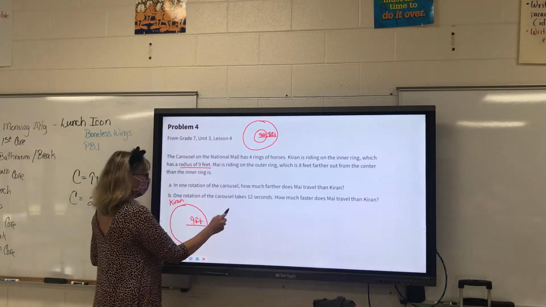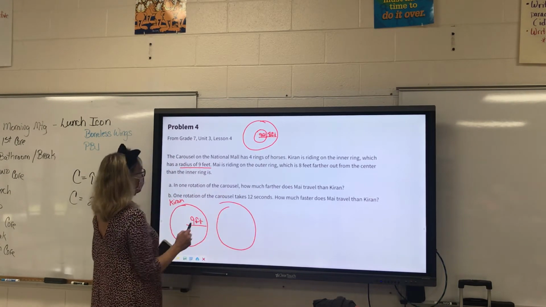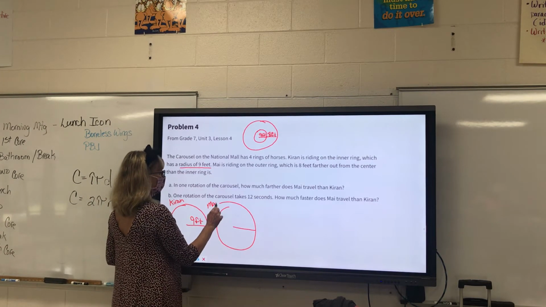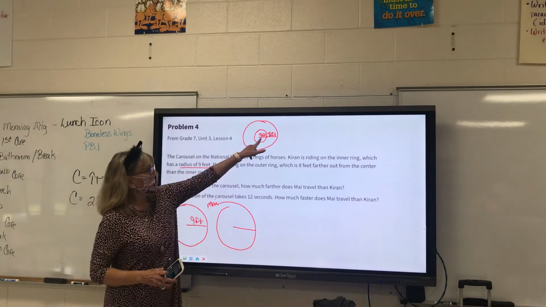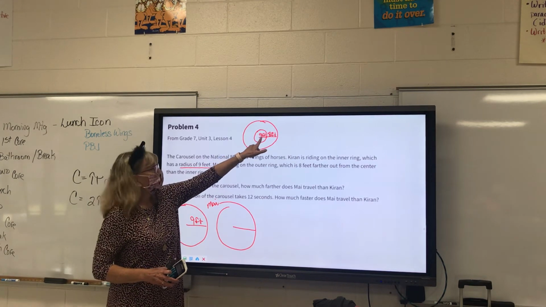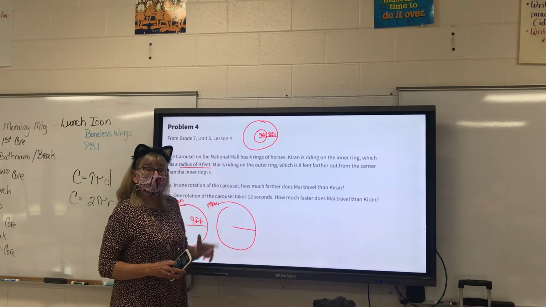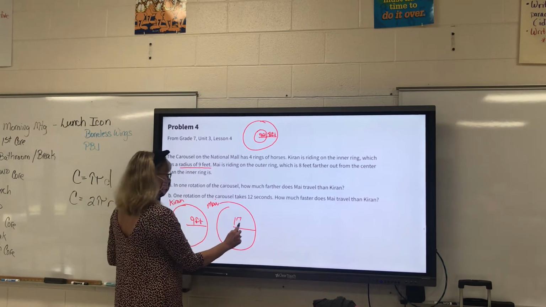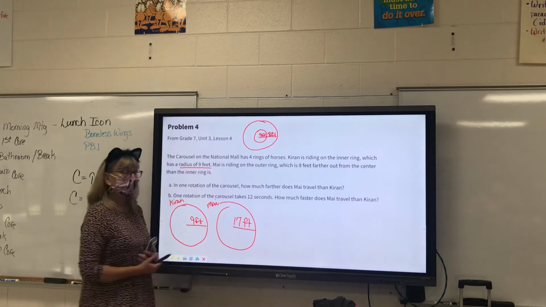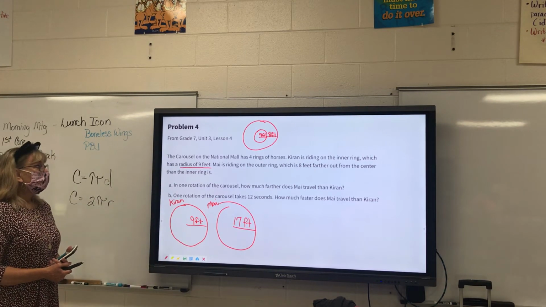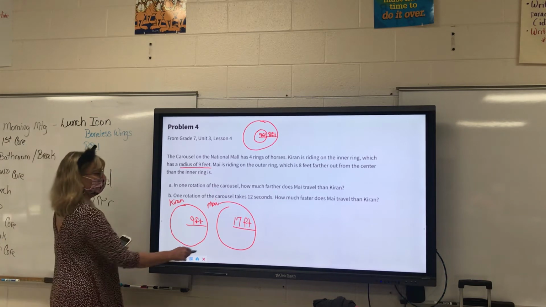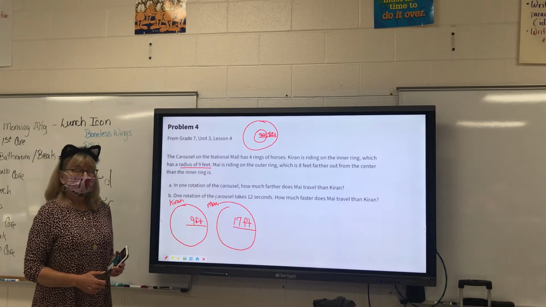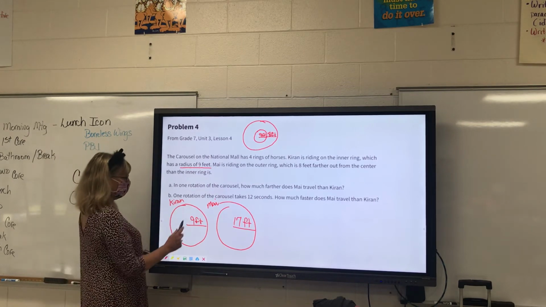So what is the radius of Mai's? We got 9 feet from here to here, and then she's 8 feet further. So what is her radius? 17 feet. Okay? So they're traveling around. So what are we finding, the area or the circumference? Circumference. Okay, so Karen's circumference.